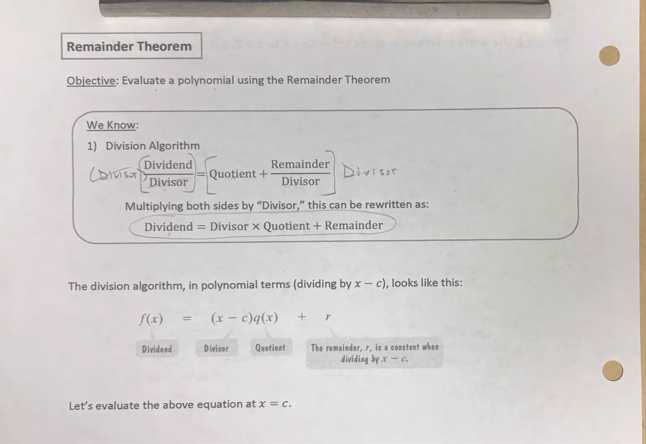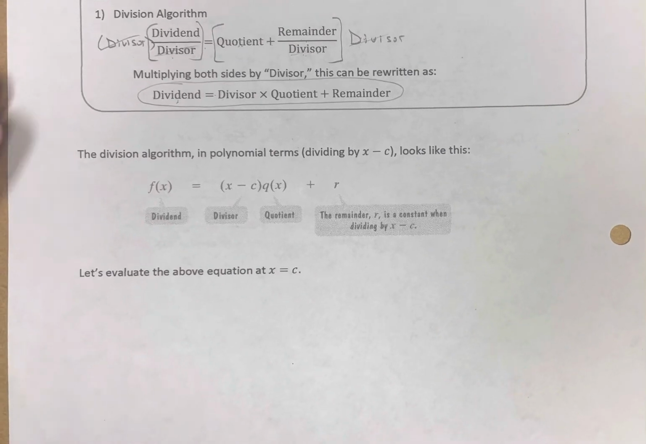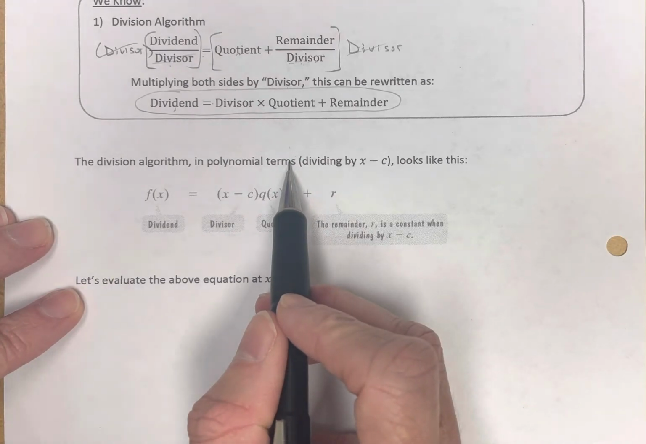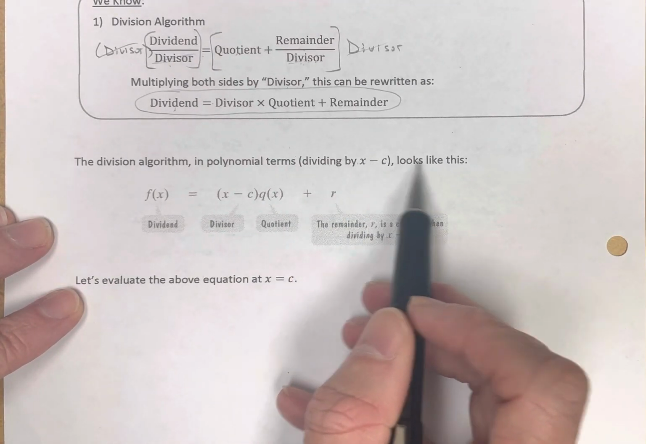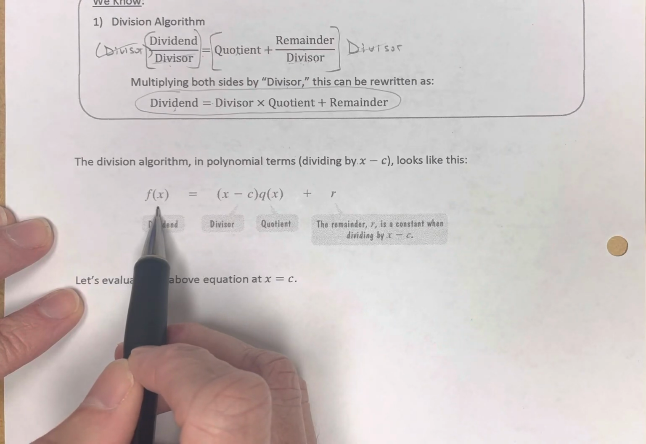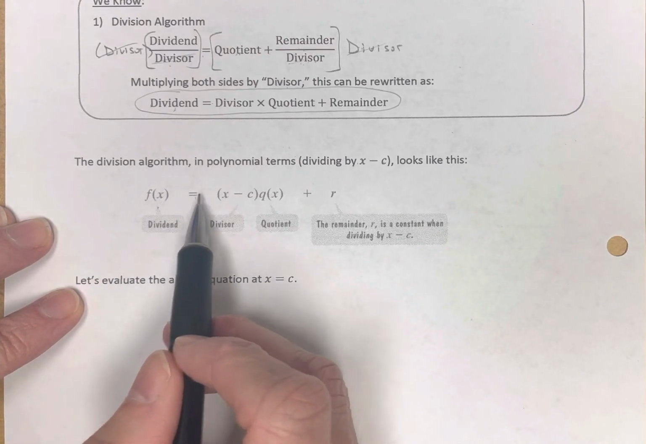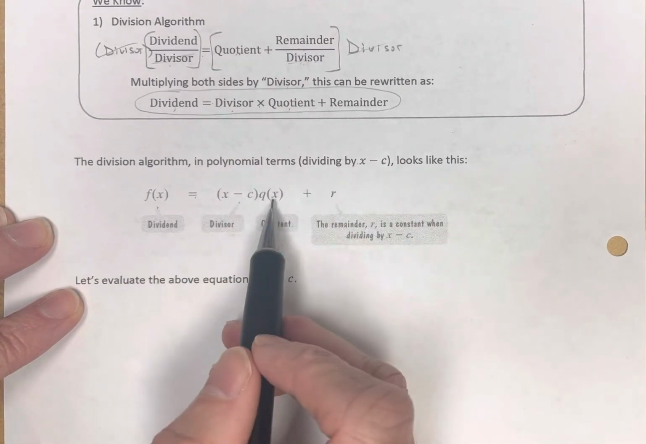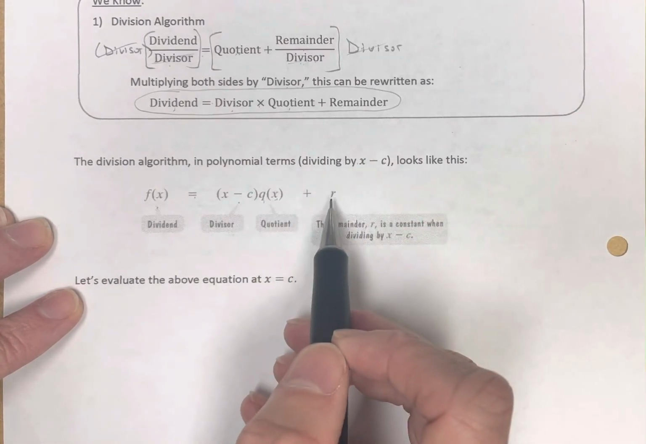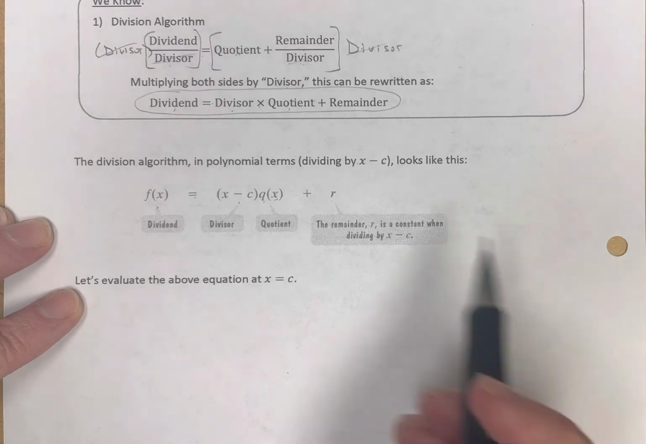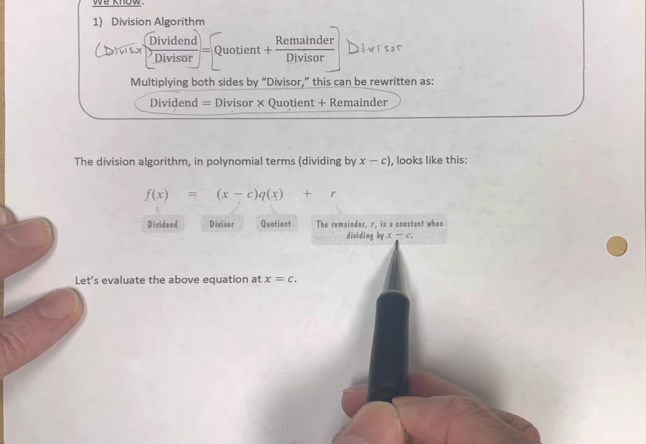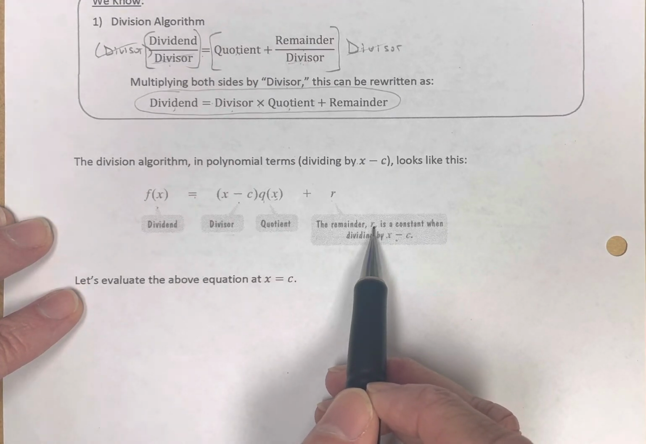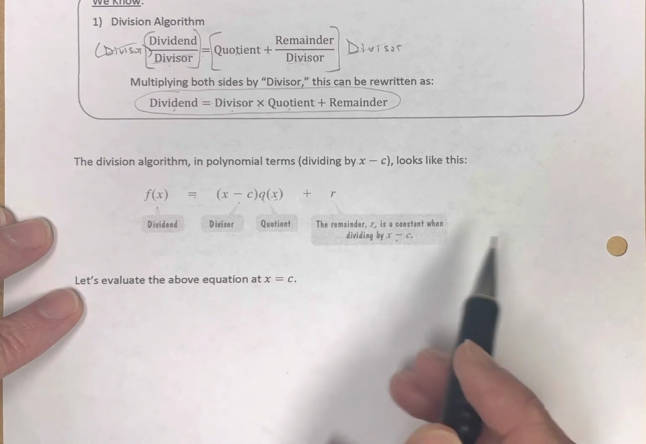We want to make use of this. The division algorithm in polynomial terms, if we're dividing by x minus c, looks like this. The dividend, that's our f of x, our polynomial, equals our divisor, x minus c, times our quotient, q of x, plus the remainder r. As a reminder, when you're dividing by a linear divisor, you have a remainder that is a constant. Only when you're dividing by a linear divisor.